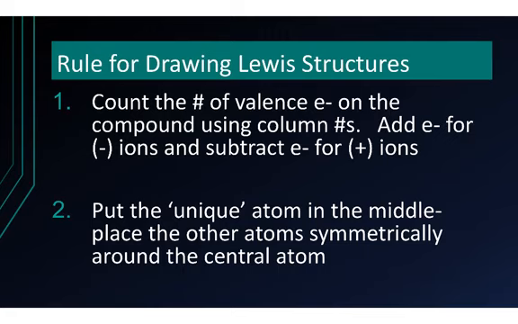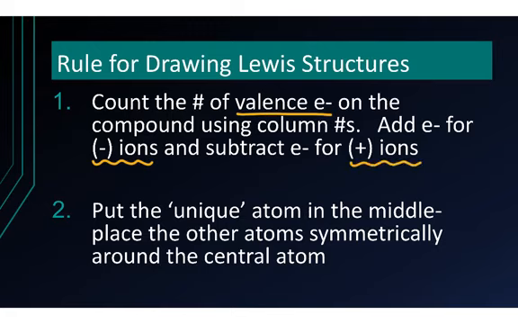So when we're drawing these pictures for covalent molecules, we're going to be following a set of rules. And if we follow the rules, it won't go wrong. It's when we deviate from these rules that we're going to get into trouble. So the first thing we would do is count the number of valence electrons on our compound using our column numbers. I'm going to go through the rules first, and then we'll show this example. We're going to add electrons if we have a negative ion, and we'll subtract electrons for a positive ion.